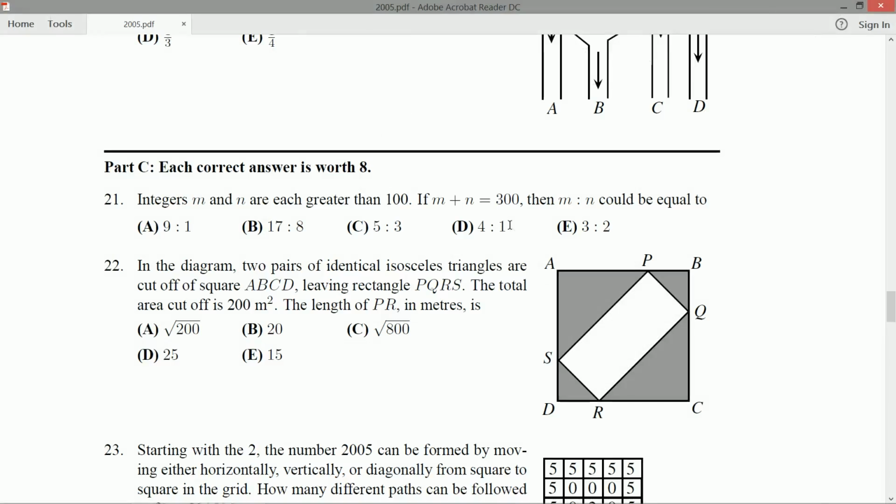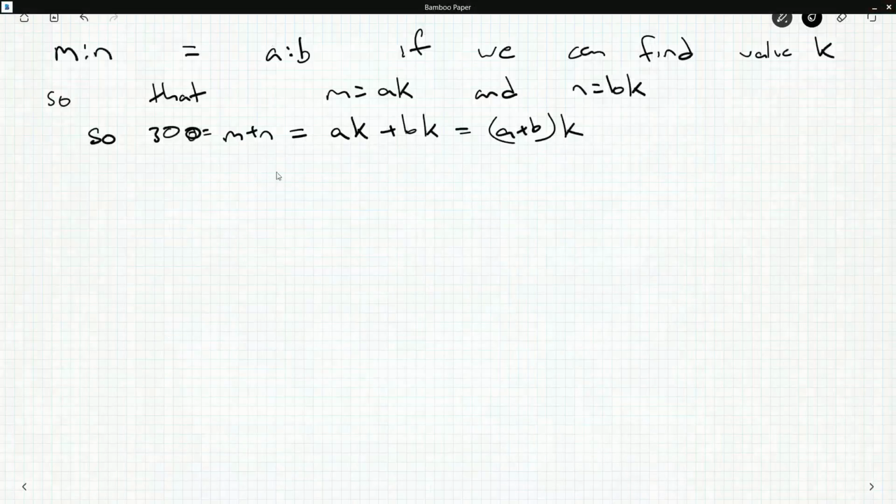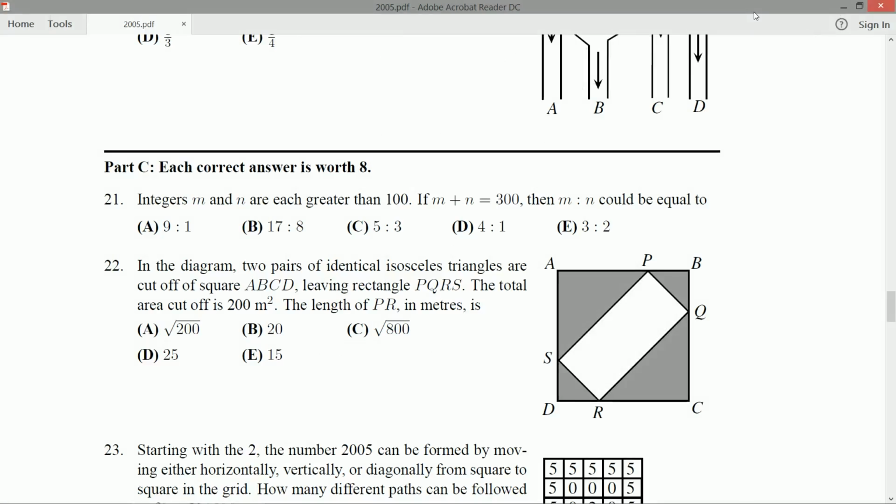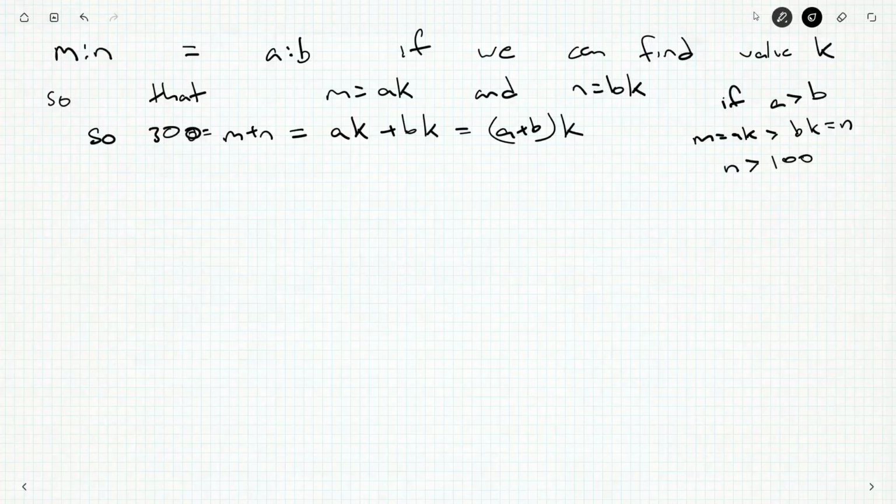I notice that the second number is always the lower number. So, just as a little aside, if a is greater than b, which we know, then m is ak, which is greater than bk, which is equal to n. So m would have to be bigger than n. So if n is bigger than 100, m would have to be bigger than 100. Greater than 100, okay. So we would just need to show that bk is greater than 100. Not so bad.